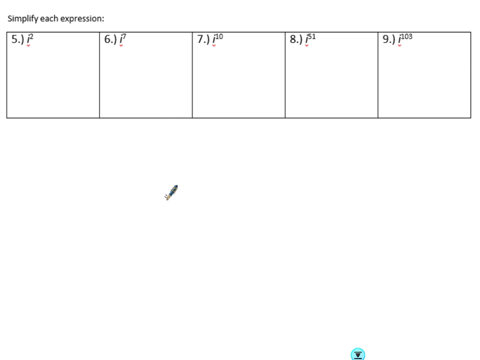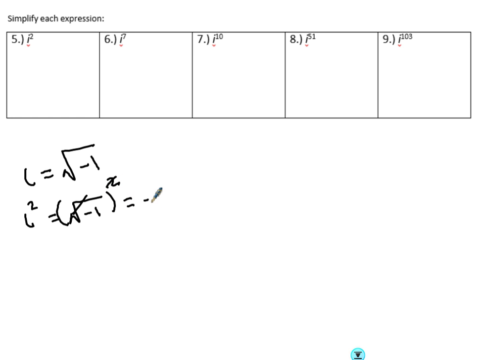Alright, so for this part of the review, we're working with simplifying i. As a reminder, i is equal to the square root of -1. So when we have i squared, that's equal to the square root of -1 squared. And because the square root and raising something to the second power cancel each other out, i to the second is -1.